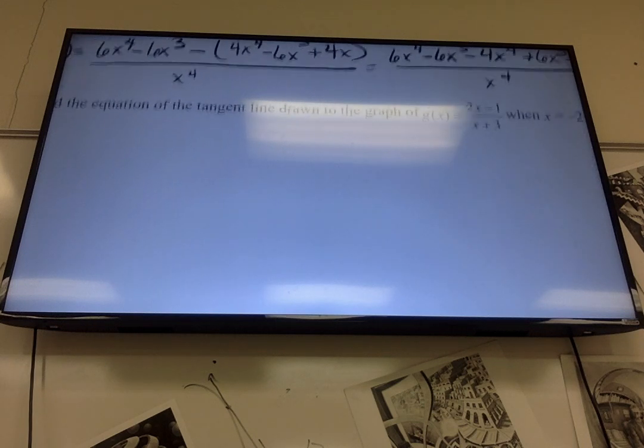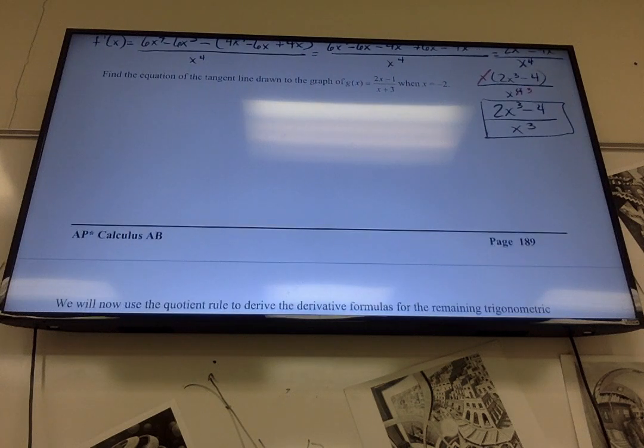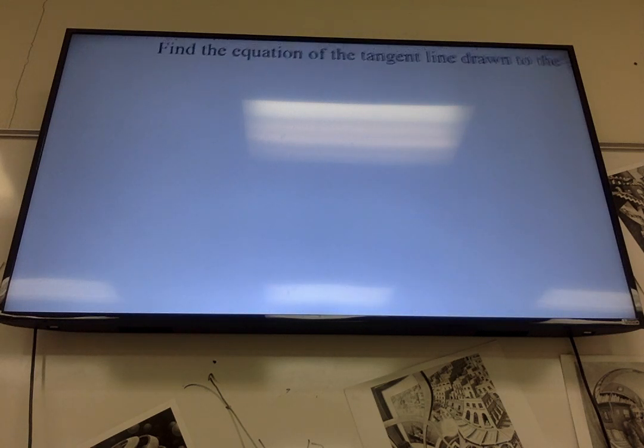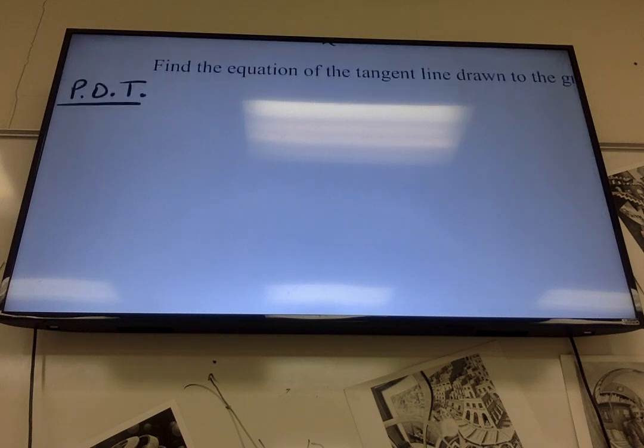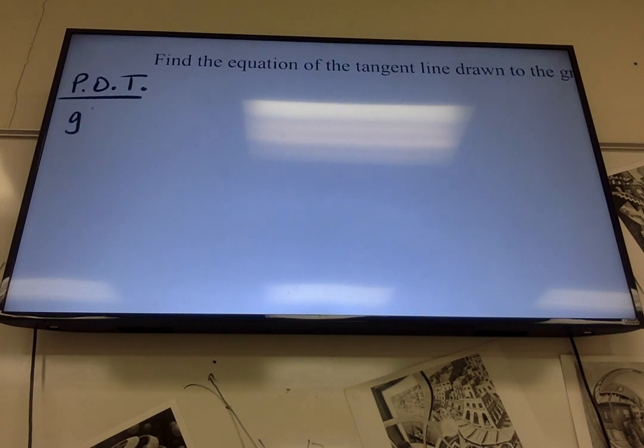So to find the equation of the tangent line, what do we need? Pot and slot. That's right. So let's start with pot, the point of tangency. The tangent line is drawn to the graph at x equals -2, so we're going to find g of -2. Do I need to find the derivative for the point of tangency? No, we do not. That's only for the slope. The derivative is the slope of the tangent line.